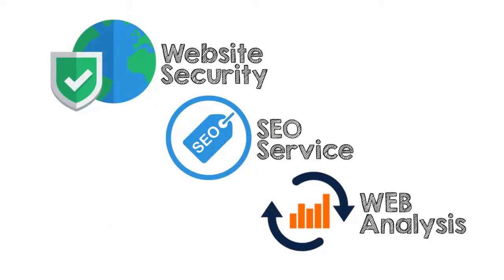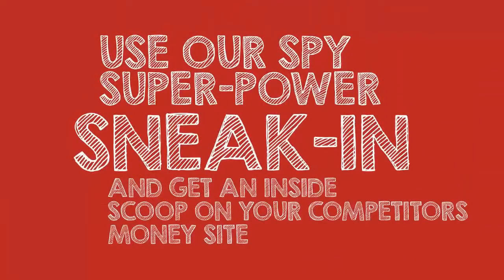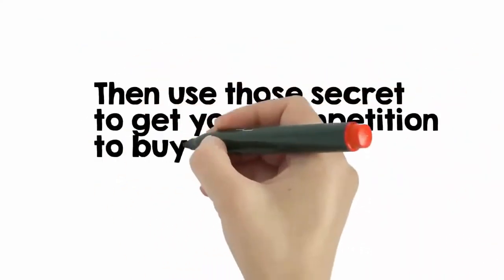Or you could do something like this. Use our spy superpower to sneak in and get the inside scoop on your competitors' money sites. Then use those secrets to get your competition to buy you out.